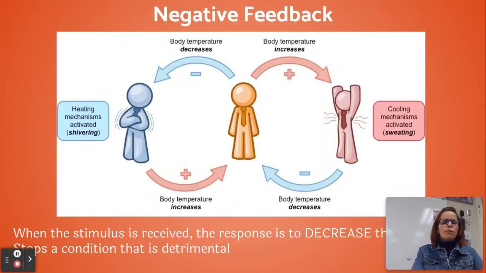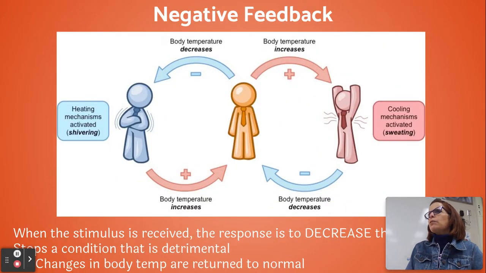Dang, I didn't have my positive feedback. So positive feedback would be an example where we want to continue and make it happen more and more. And the classic example of positive feedback is pregnancy and birth.